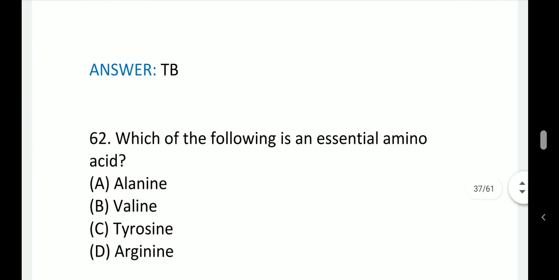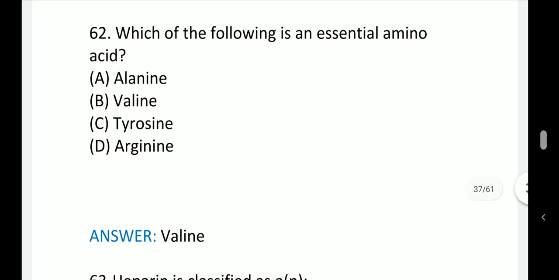Question number 62. Which of the following is an essential amino acid? Option A, alanine. Option B, valine. Option C, tyrosine. Option D, arginine. Answer is option B, valine.